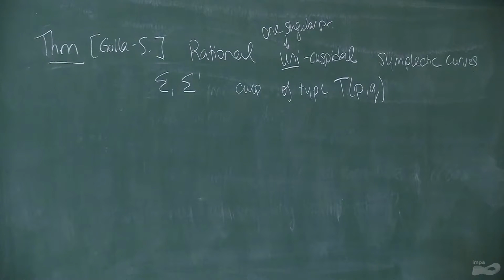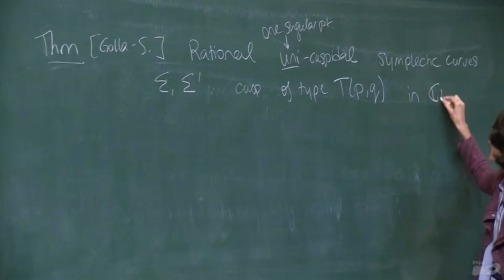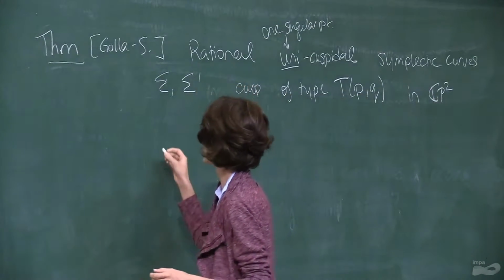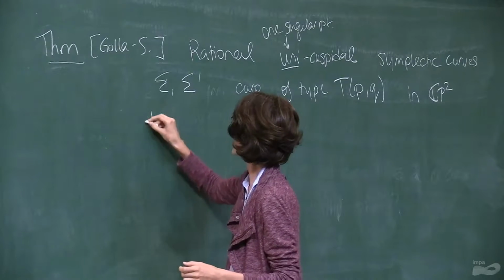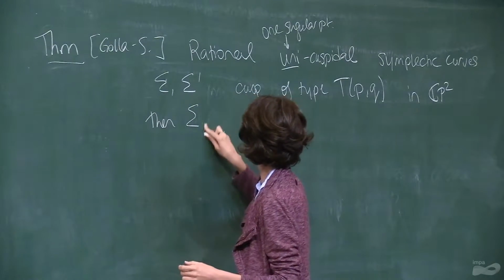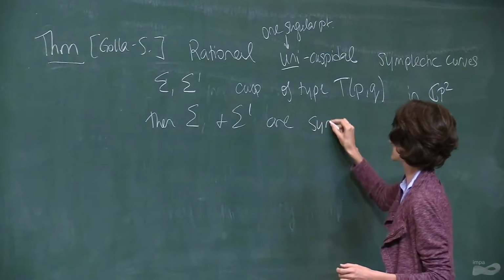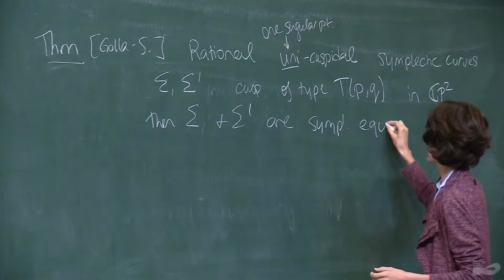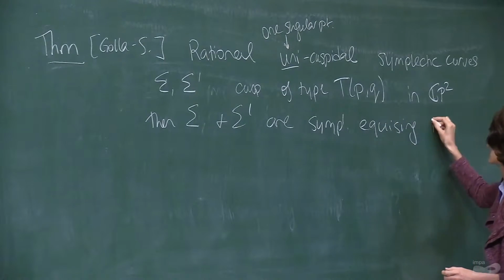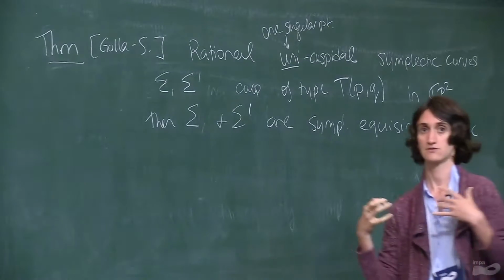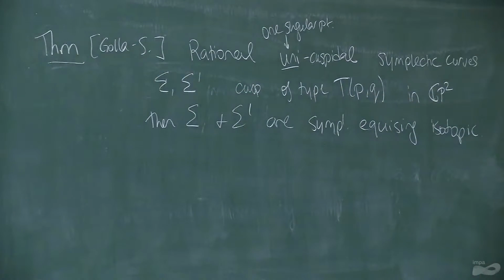Then, if they're living in CP2, they are symplectically isotopic. So sigma and sigma prime are symplectically equisingularly isotopic. So there's only one isotopy class of these curves in CP2.